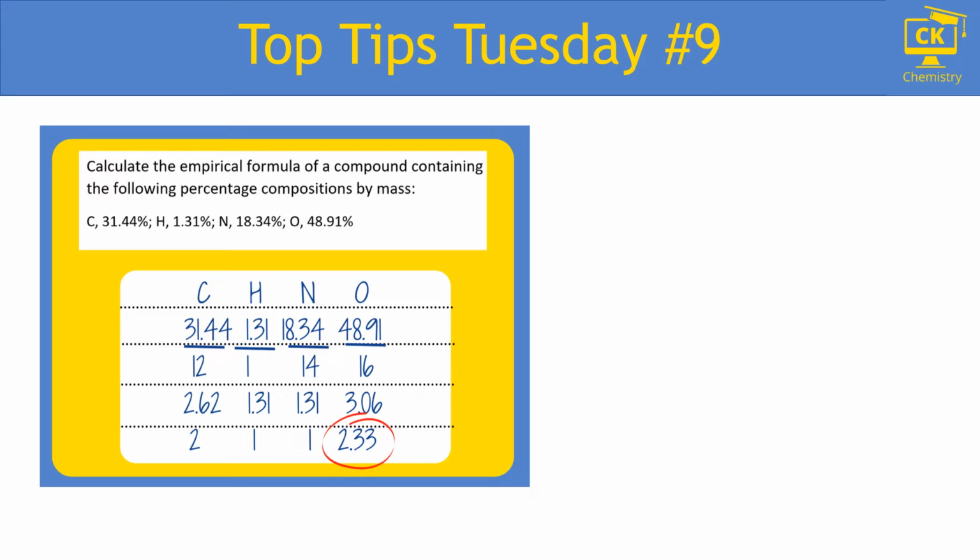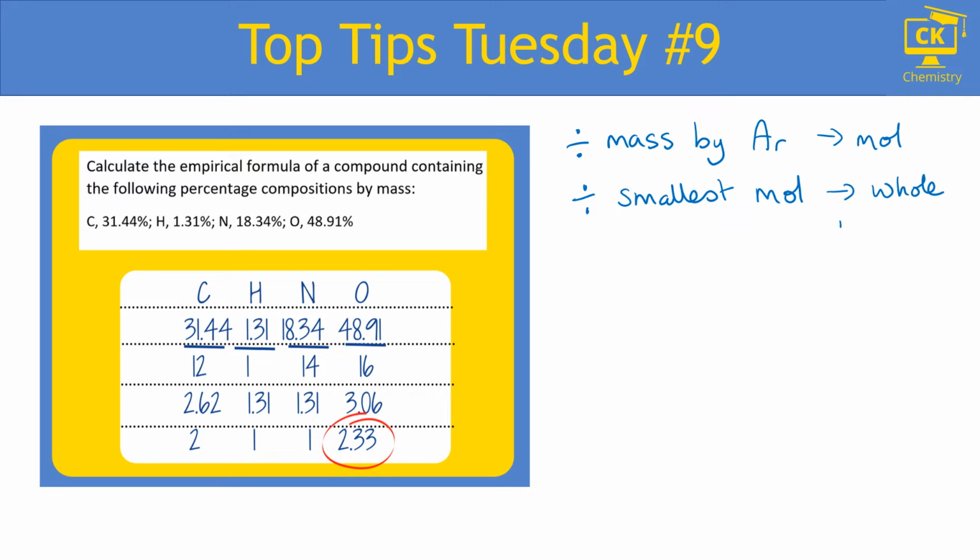Really, really basic. You know that you're going to divide your mass or your percentage by the relative atomic mass to get moles, and then you divide all of your moles by the smallest number of moles to get a whole number ratio, and that's quite important.